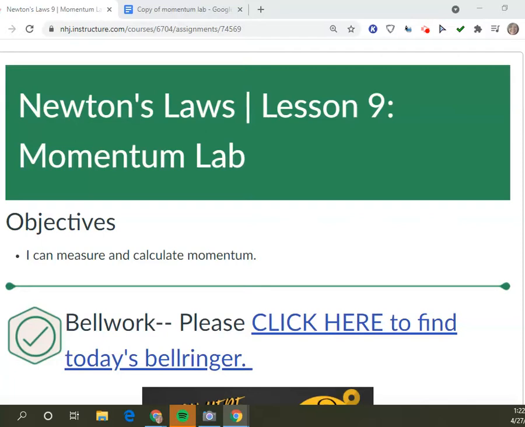Going to try to record this Momentum Lab for everyone. It'll be kind of interesting because we're going to move our camera around quite a bit, so hopefully nobody gets seasick from that.